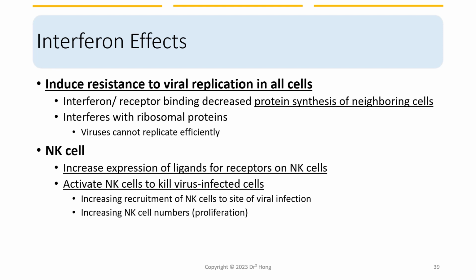Now, when interferons bind to their corresponding receptors, it will decrease protein synthesis of neighboring cells as well as their own cells. Now, how do they decrease protein synthesis? It is by interfering with ribosomal proteins. So less protein would be available, and also their ribosomal activities would be decreased so that the viruses cannot use these host ribosomes to replicate their proteins efficiently.